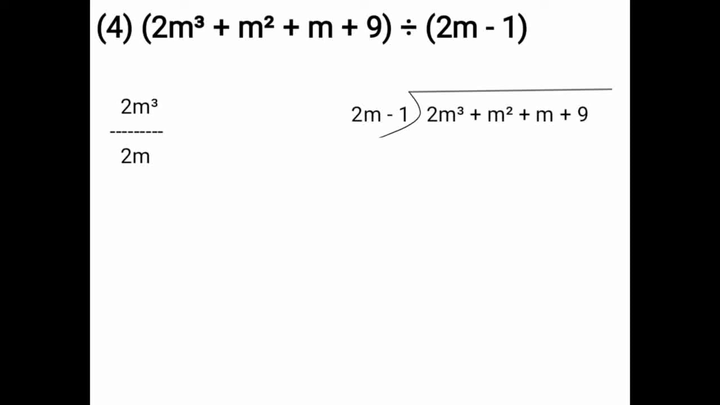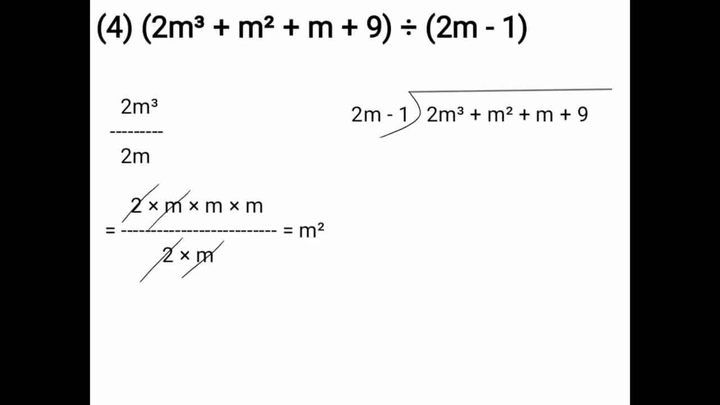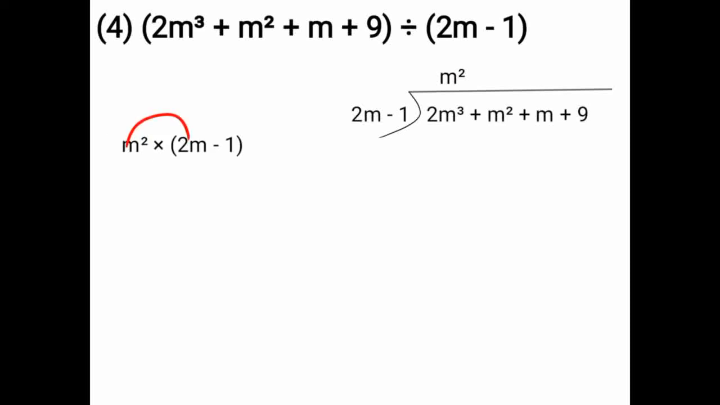2m cube upon 2m is equal to 2 into m into m into m upon 2 into m. 2 gets cancelled, m gets cancelled, so what will remain? m square. After dividing the first term by 2m, you are getting the quotient m square. So this quotient you have to write here, and then you have to multiply this m square into 2m minus 1 by using the formula of a into b plus c. m square into 2m minus 1.